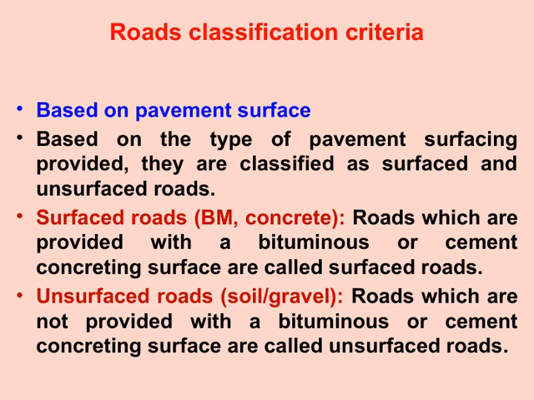Essentially, this classification depends on the type of surfacing provided on the road. When we talk about surfaced roads, these are the roads that have a bituminous or cement concrete surface. You might be familiar with these as the smoother, more durable roads that are suitable for high traffic areas. On the other hand, we have unsurfaced roads, which are quite different. These are roads that do not have a bituminous or cement concrete surface. Instead, they are made up of soil or gravel.